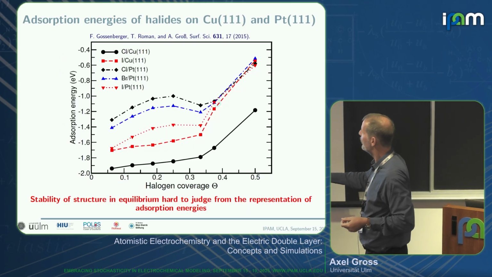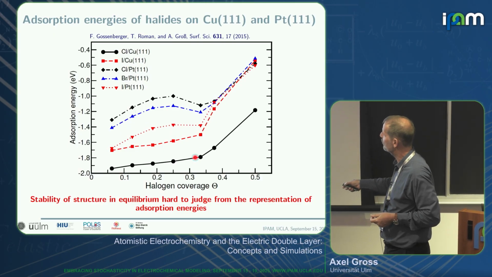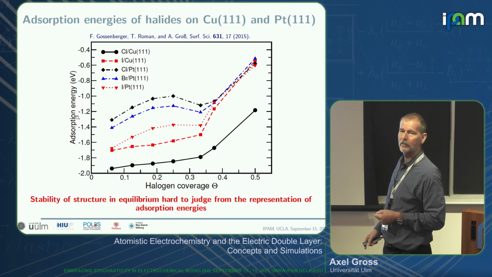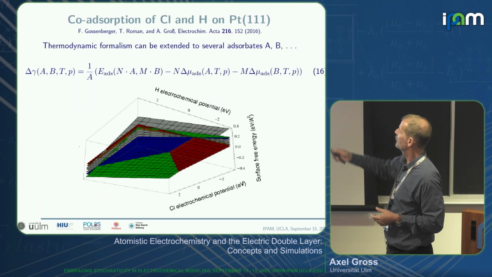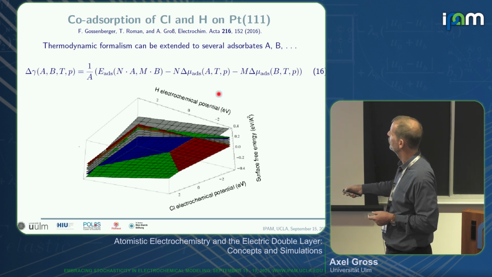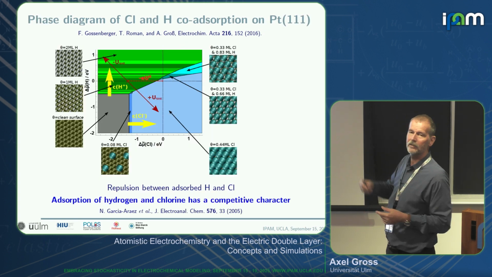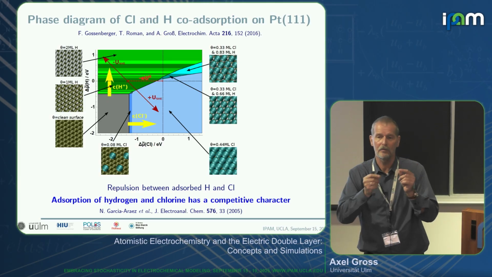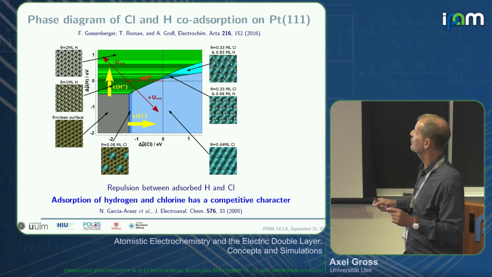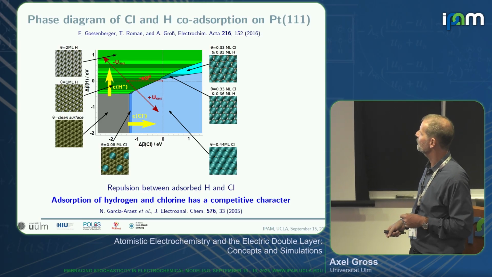Then here, we calculate this adsorption energy as a function of coverage, and all that I show you in the coming is based on this number, nothing more. Then you use two-dimensional diagrams. You have the chemical potential, for example, of chlorine and hydrogen electrode, and then you can get such a phase diagram. It's the stability, or phase diagram, of hydrogen and chlorine co-adsorption on platinum 111.